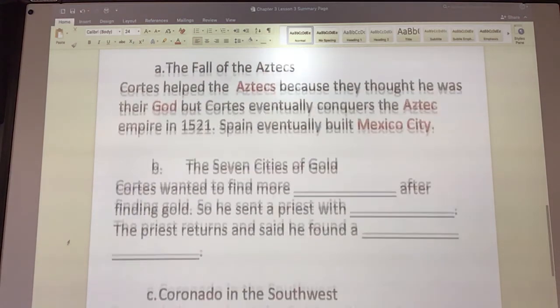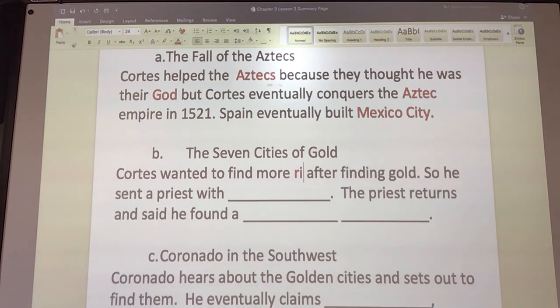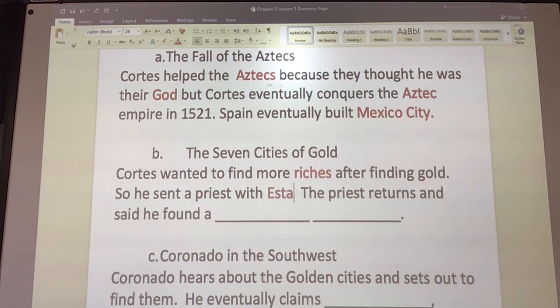Section B. The 7 cities of gold. Okay. Let's fill that in. Cortez wanted to find more what, Nick? More riches. Okay, after finding gold, so he sent a priest with who? What did he send this priest with? Ooh, lots of hands right now. Landon. Yeah. Estevanico.